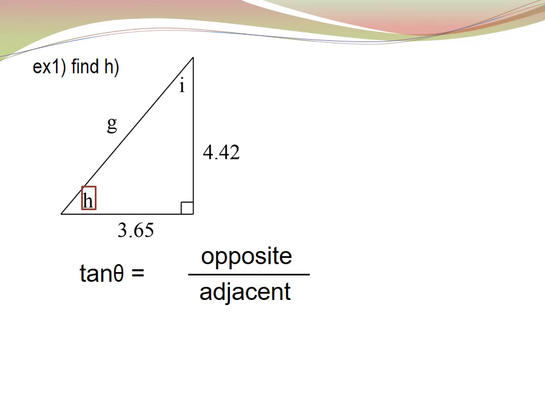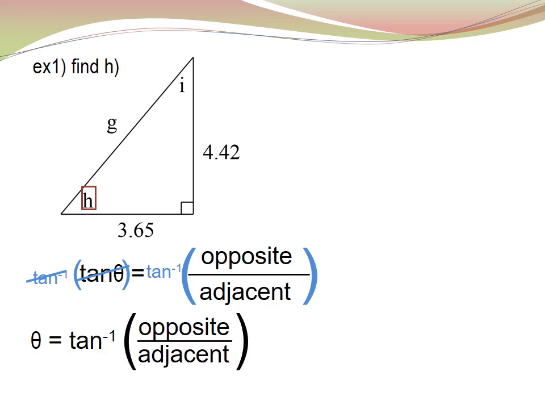I'm looking for the angle, so I need to get tan away from the angle. If I look on my calculator, the second function of tan is inverse tan. It undoes what tangent does. So I want to take the inverse tan of both sides to get rid of tangent. So tan and tan inverse will factor out, leaving us with just theta. And theta will be equal to the inverse tangent of opposite divided by adjacent.